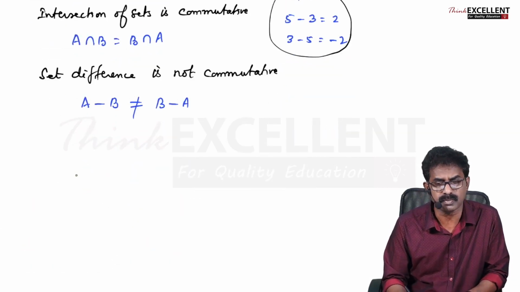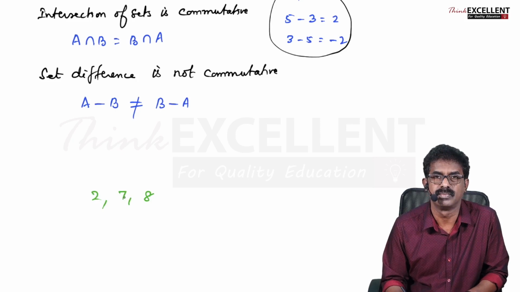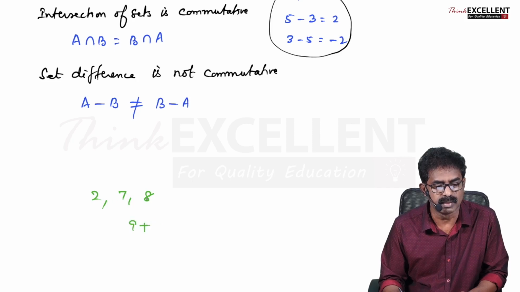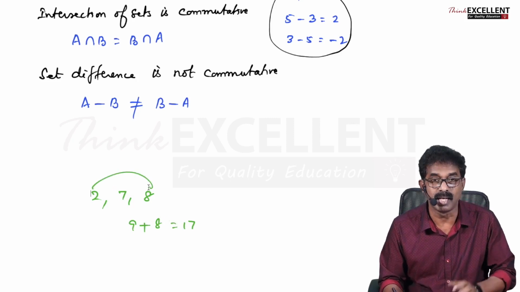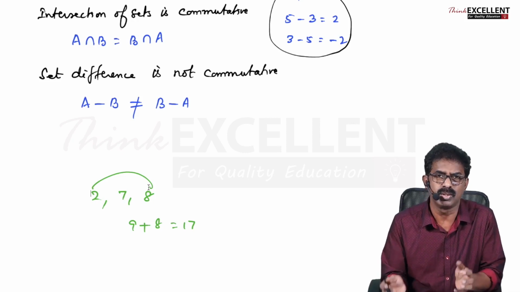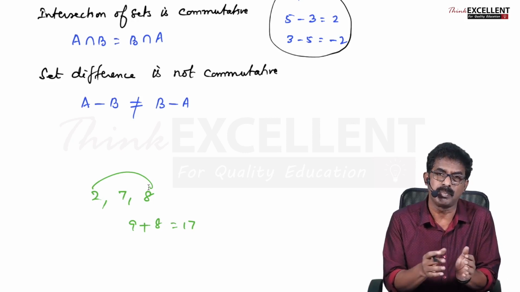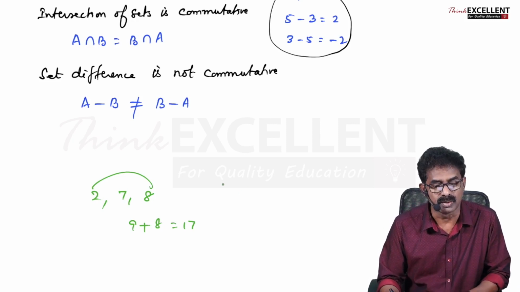Please listen here. Suppose I am asking you to add the numbers 2, 7 and 8. How will you add them? Some students will add like this: 2 plus 7 is 9, 9 plus 8 is 17. Some other very intelligent students add like this: 8 plus 2, immediately say 10, 10 plus 7, 17. So even if you change the grouping, your answer remains the same. This we call the associative property.